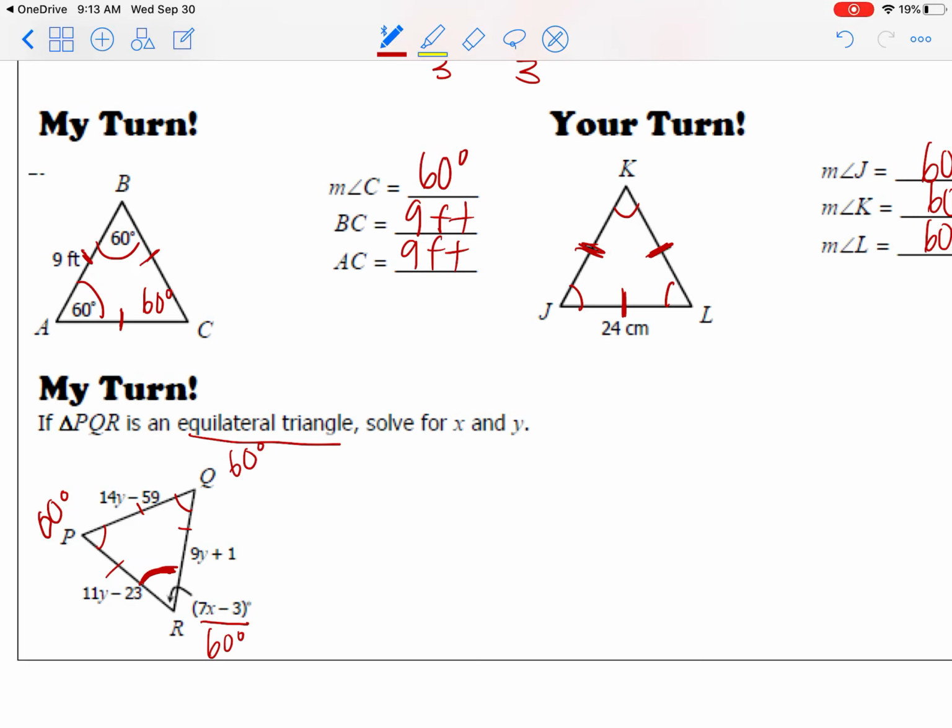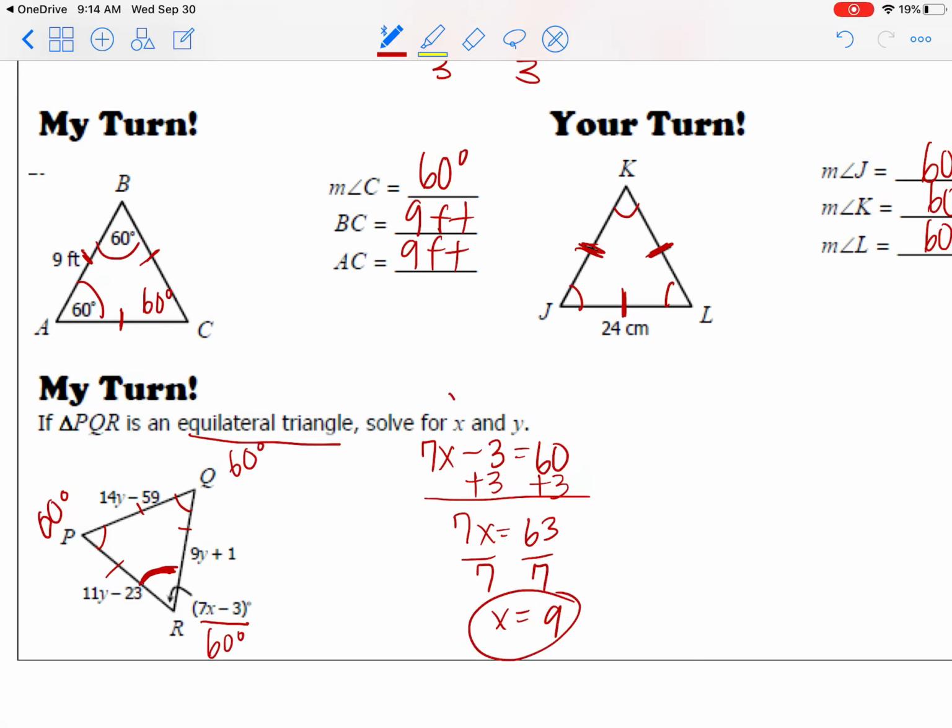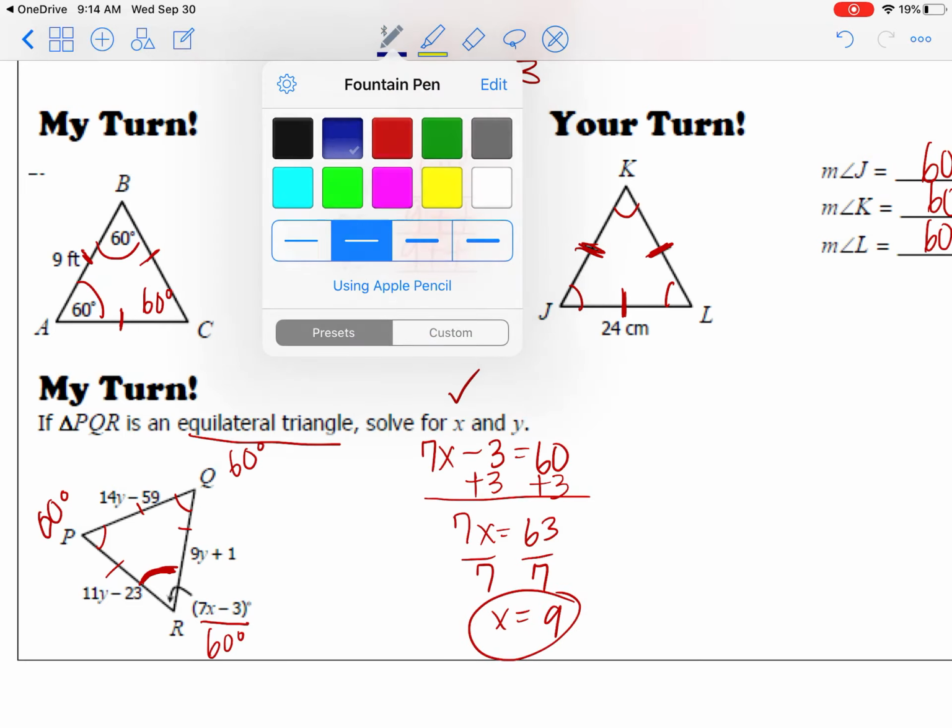And so in order for you to solve for x, you set up your equation, 7x minus 3 equals 60. This is a simple two-step equation. Get rid of the constant. 7x equals 63. And then we get rid of the coefficient. Divide by 7. And x equals 9. We have found x, but now we got to find y.